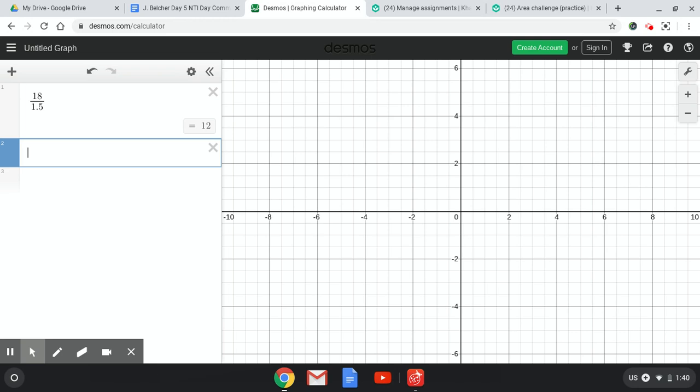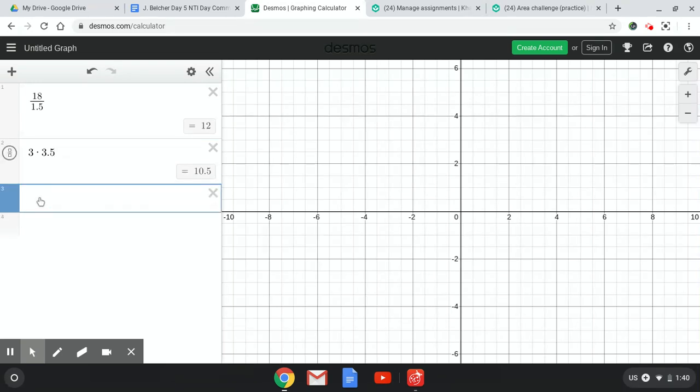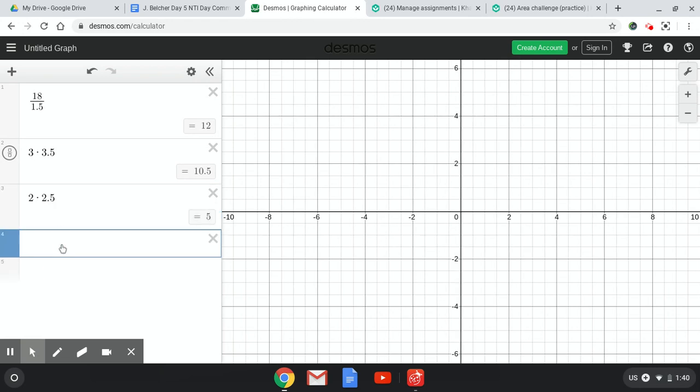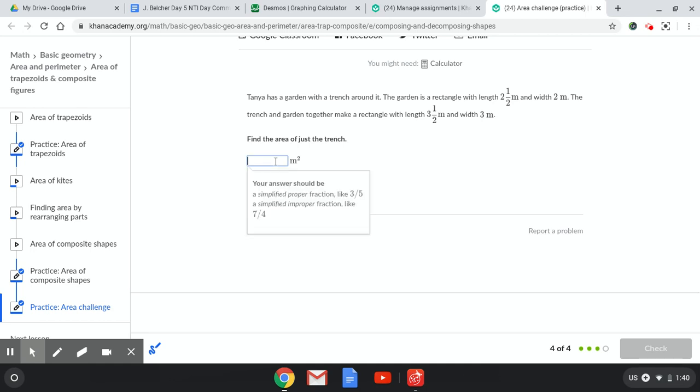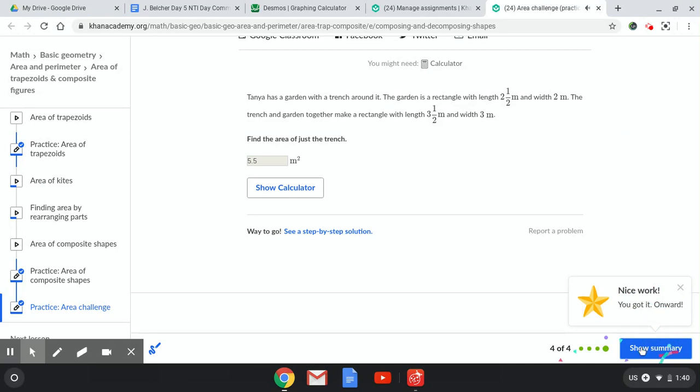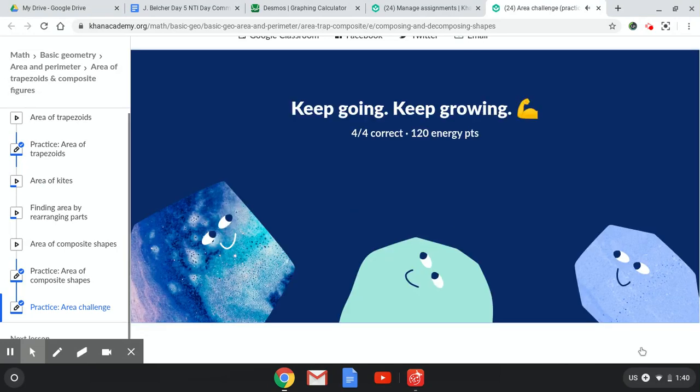So we got 3 times 3.5. And the other one was 2 times 2.5. Okay, and if I subtract those, I'm getting 5.5. So I'm going to check and see if I'm right. Yay. Okay, so it was challenging, guys, but it's doable.